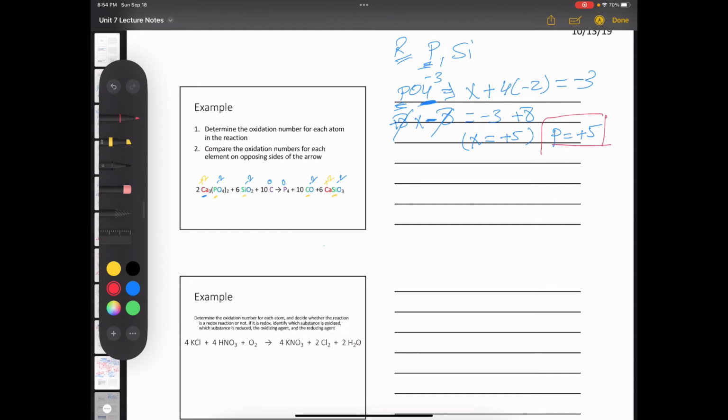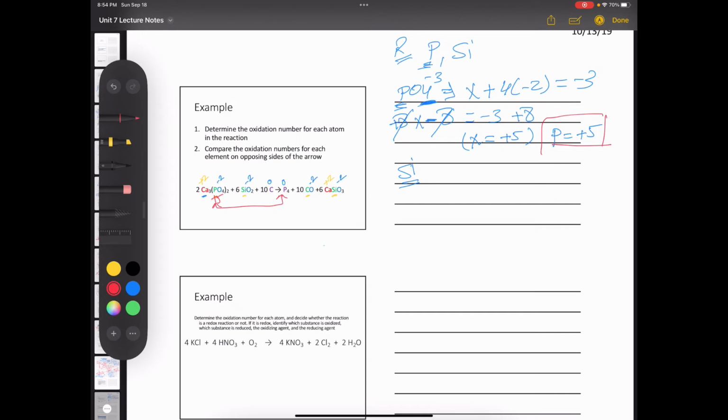Now let's do the silicon. So phosphorus is a +5 in this case. And from here, you can probably see there's already a change in oxidation number for the phosphorus. I'm not going to call it anything at this point, but I just would like you to pay attention. So the oxidation number has changed from +5 to 0. So the oxidation number has dropped, okay?